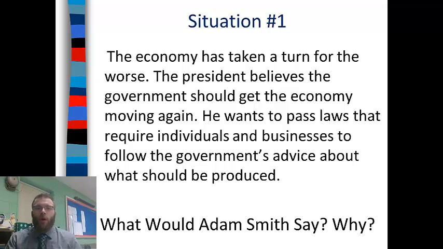Situation number 1, the economy has taken a turn for the worse. The president believes the government should get the economy moving again. He wants to pass laws that require individuals and businesses to follow the government's advice about what should be produced. What would Adam Smith say about this situation and why? Pause.